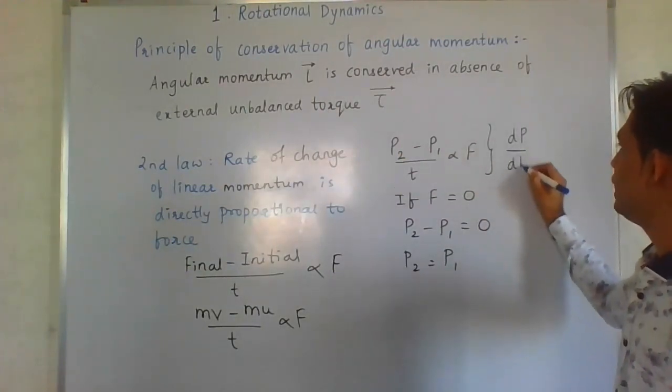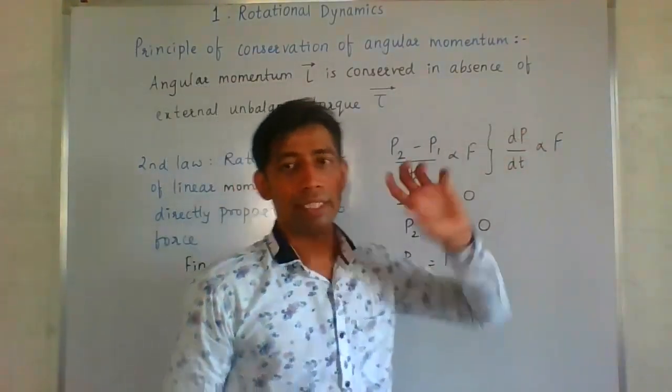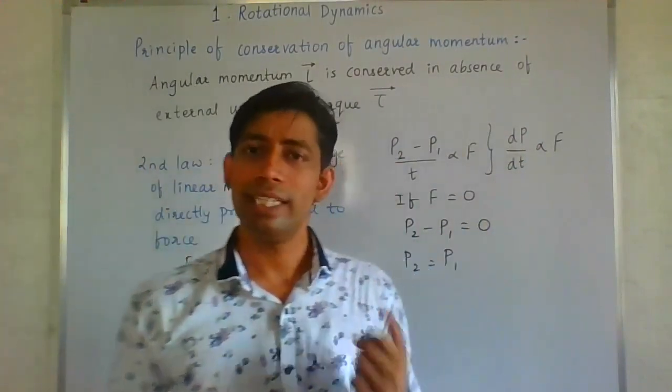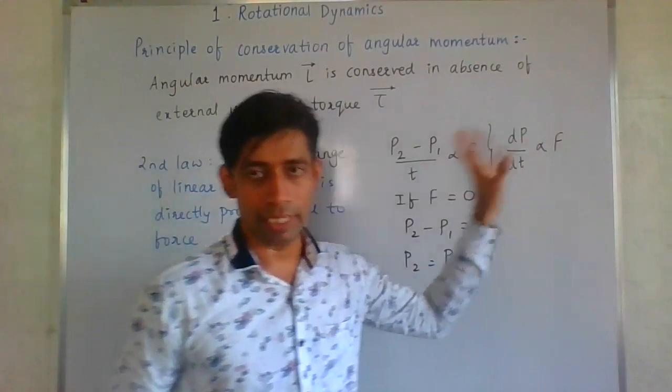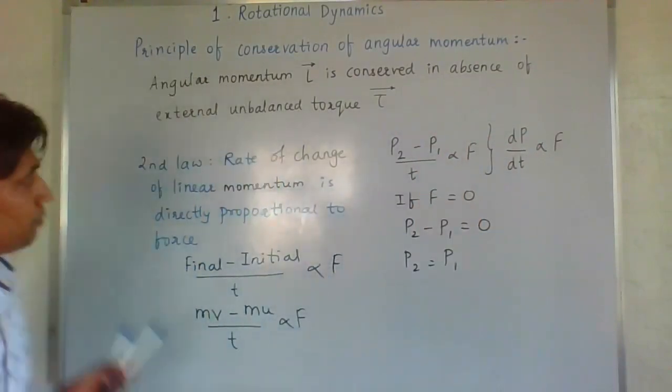dp by dt directly proportional to force. dp, that is change in momentum, and this is the small change in time. So ये term को ऐसे भी लिख सकते हैं, dp by dt directly proportional to force. Let's move on to the next part.